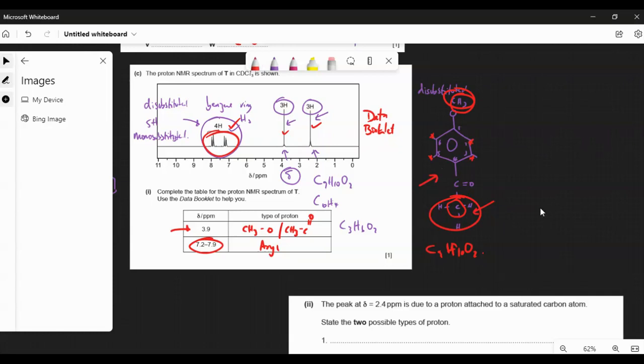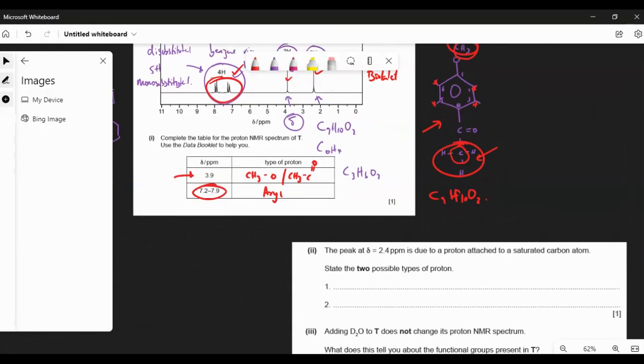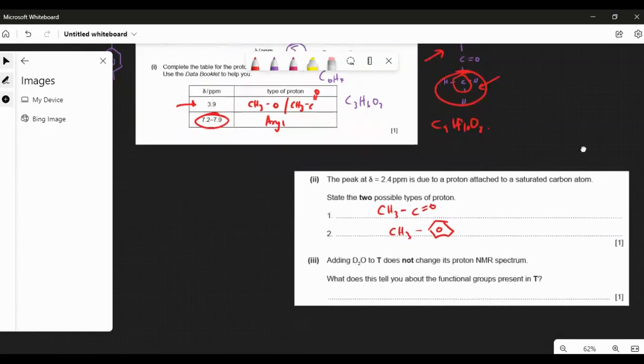So state 2 types of possible proton. Well, it could be a CH3 connected to a carbonyl, or it could be the CH3 connected to the benzene ring. They're the 2 types, aren't they? Adding D2O to T does not change its proton NMR. What does this tell you? There are no labile protons. Okay, no labile protons, so no proton transfer.